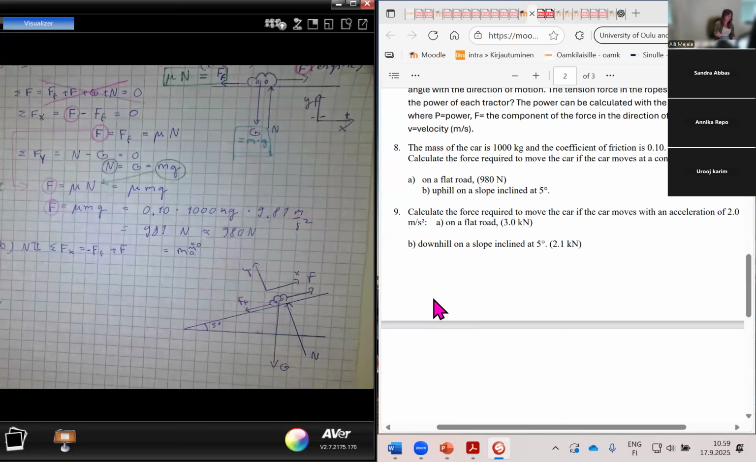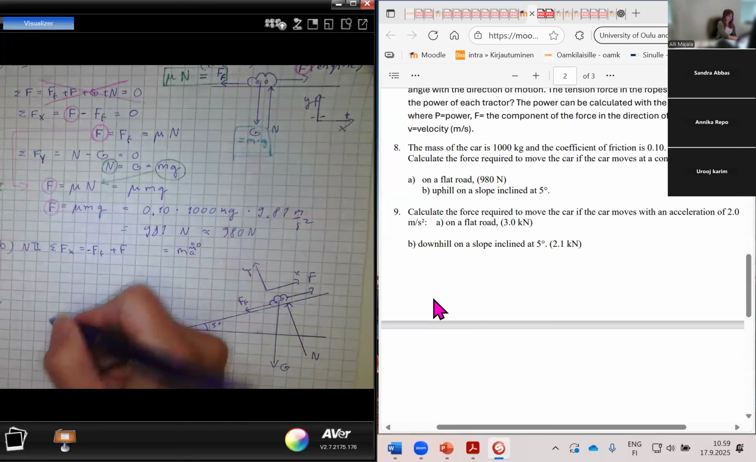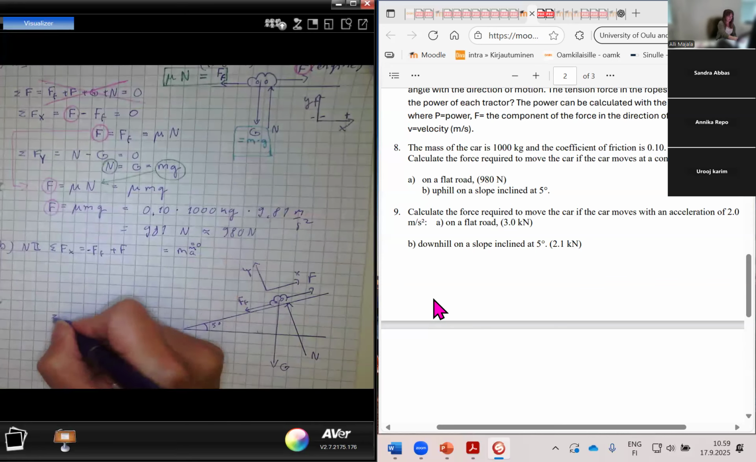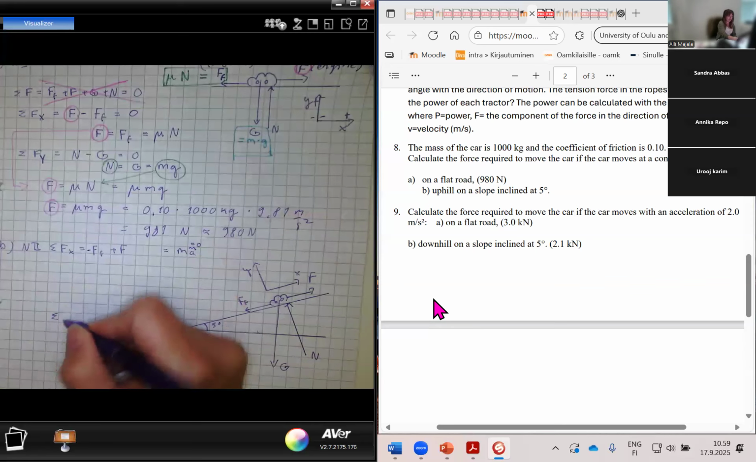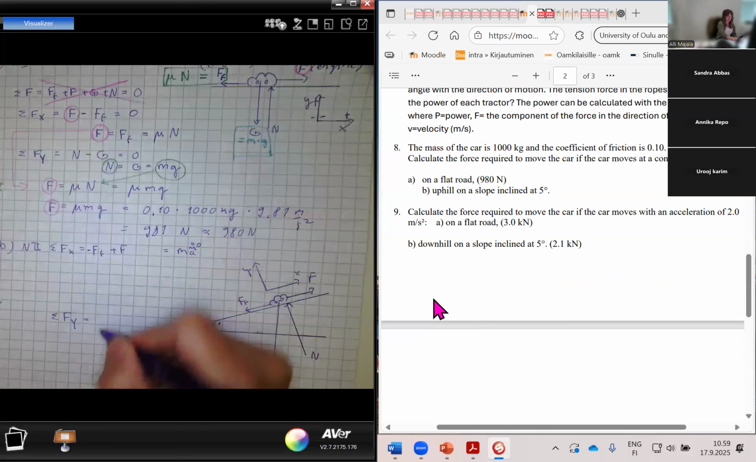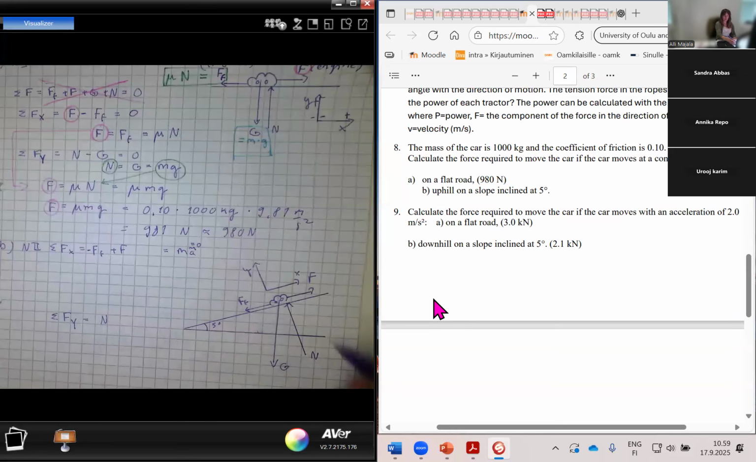If I start calculating the forces now in the y direction, I have there the N. Yes, that's my nice force there. This is perpendicular to the plane. But how about this G? What do I need to do with it?